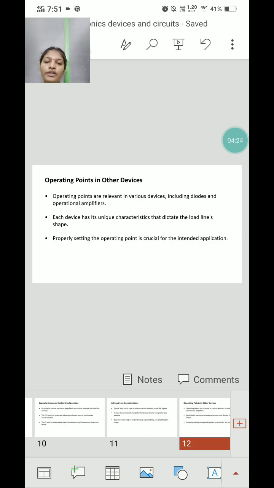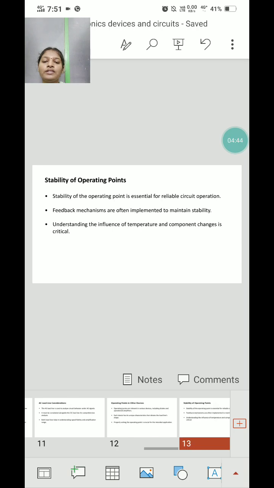Next, operating points in other devices. Operating points are relevant in various devices including diodes and operational amplifiers. Each device has its unique configuration that influences the load line shape. Properly setting the operating point is crucial for the intended application.